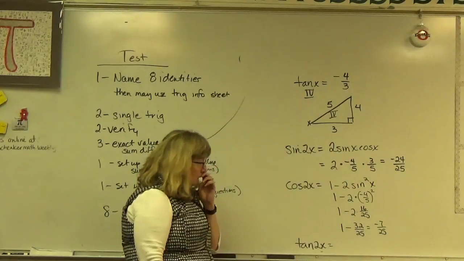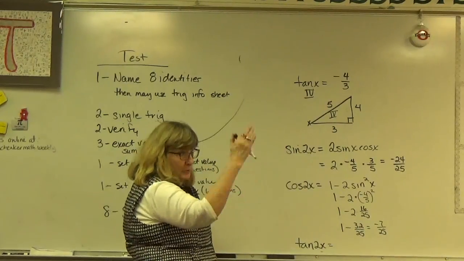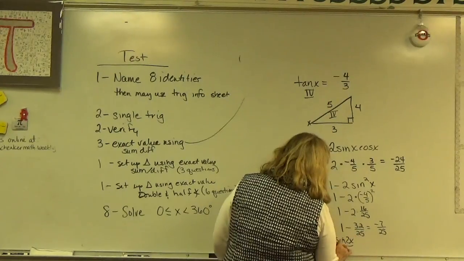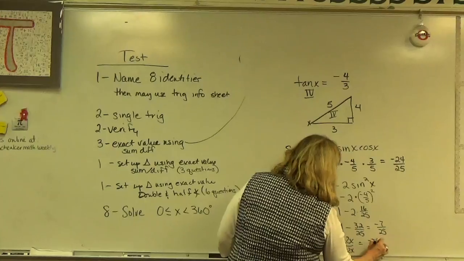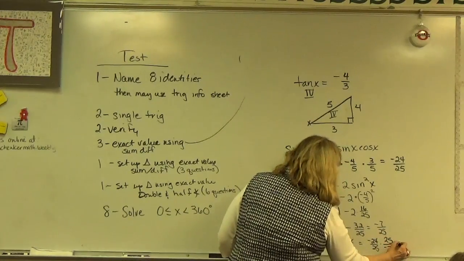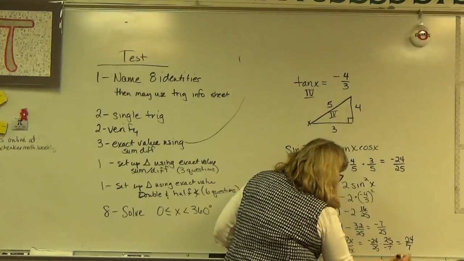Tangent of a double angle. Do I have to do the formula? No, but be careful. Make sure you put sine over cosine. I always like to write my sine first, and last time we didn't. So we have negative 24/25 times 25 over 7. Cancel the 25, so we get a positive 24/7. Yep.